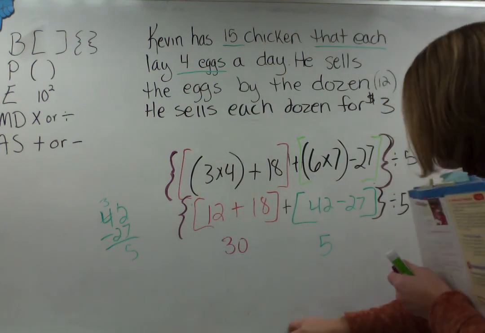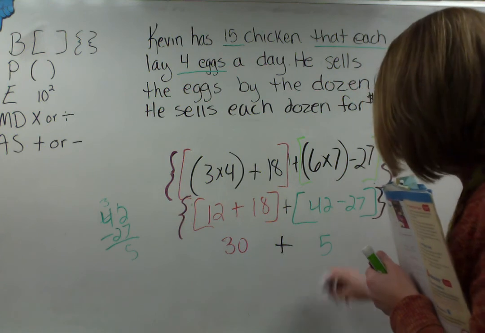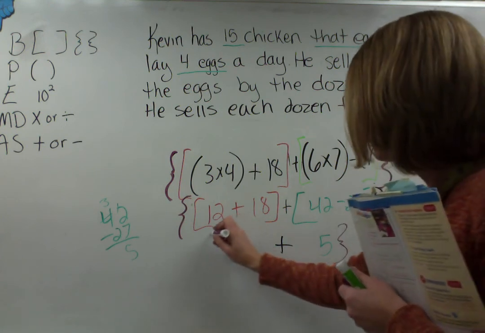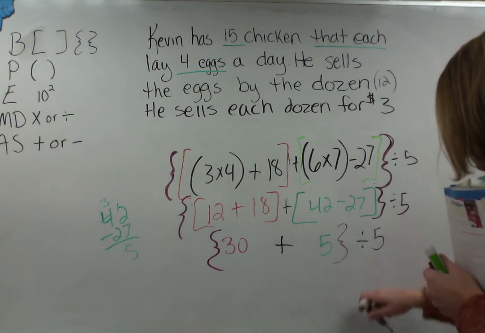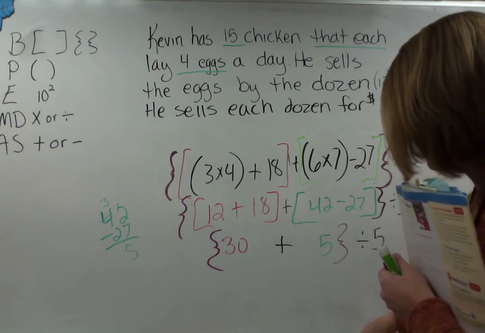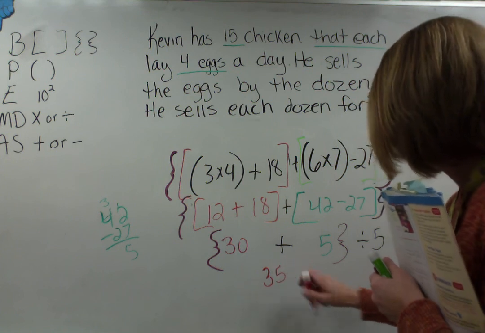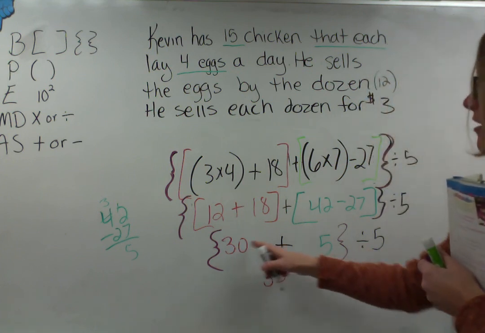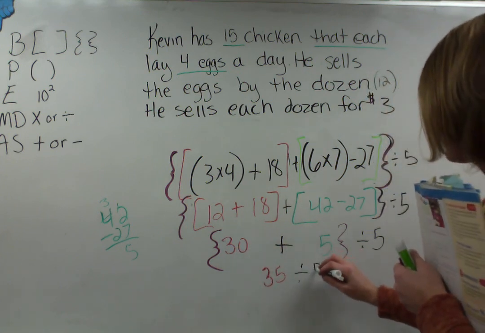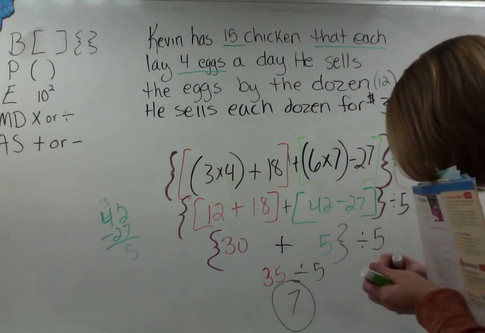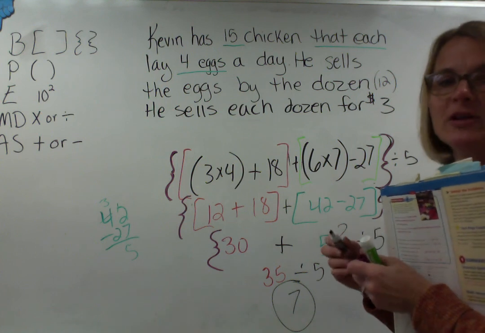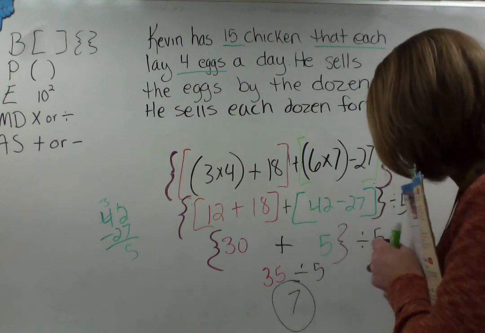So now both of those brackets are done. You have to add them together before you can divide it by 5. Okay, so you have 30 plus 5 is 35. And then out here, now that all that's done, you can finally divide by 5. And 35 divided by 5 is 7. Okay? So when you're dealing with order of operations, just think of it like a giant puzzle.